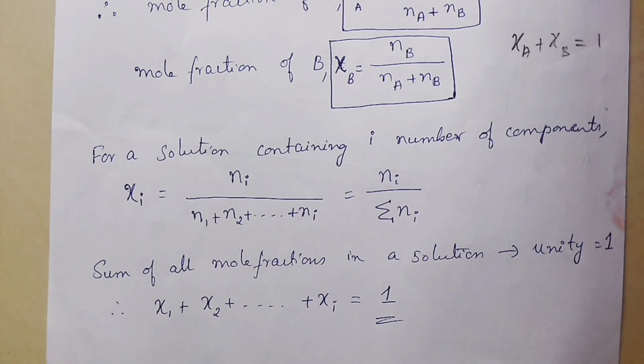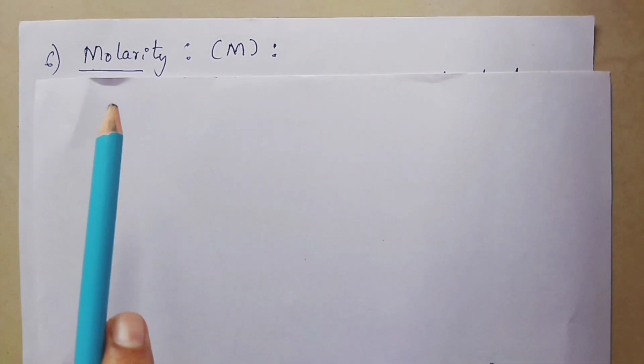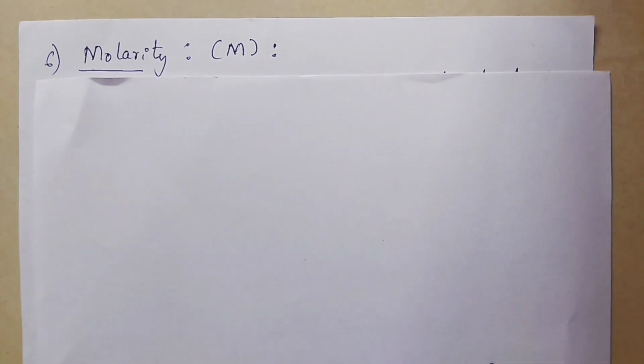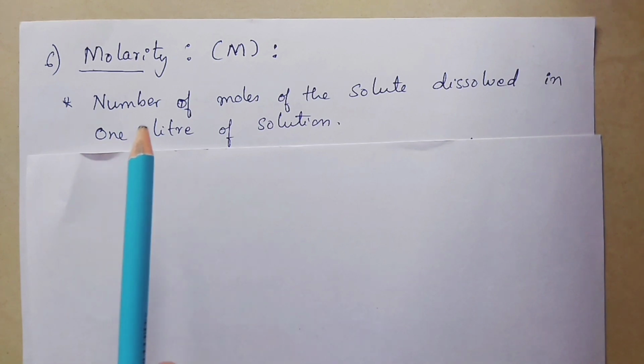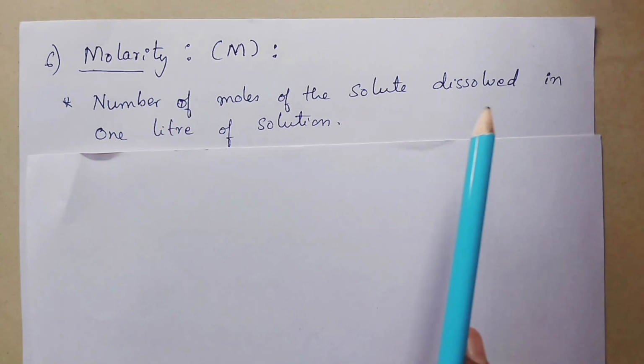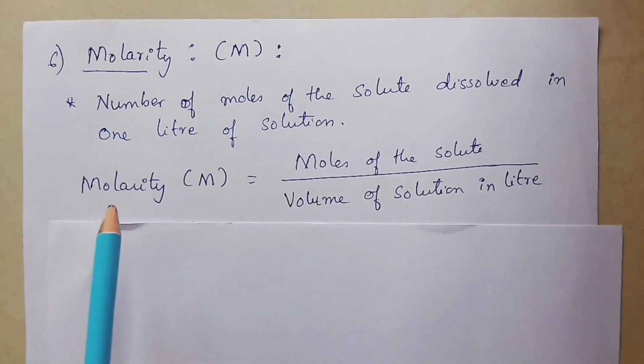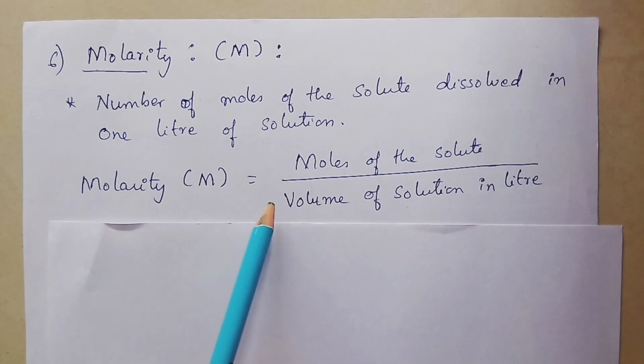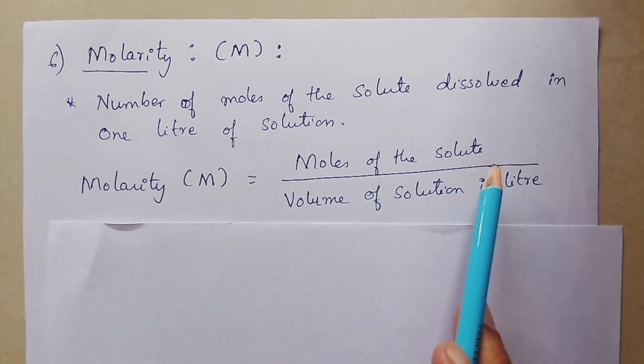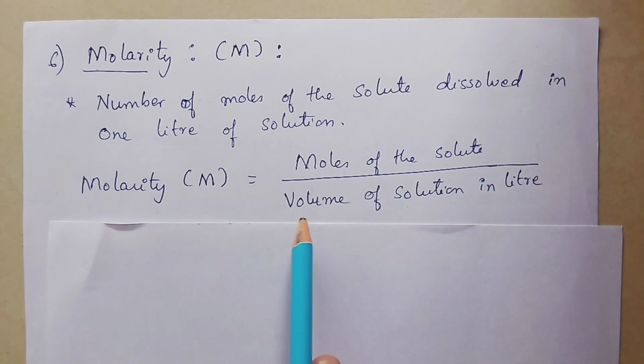If you have I number of components in a solution, then the sum of all these mole fractions will be equal to 1 only. The next important way of expressing concentrations is molarity, which is represented by capital letter M. Molarity is the number of moles of the solute dissolved in 1 liter of solution, that is 1000 ml of solution. It can be given like this: molarity M is equal to number of moles of the solute divided by volume of the solution in liter.